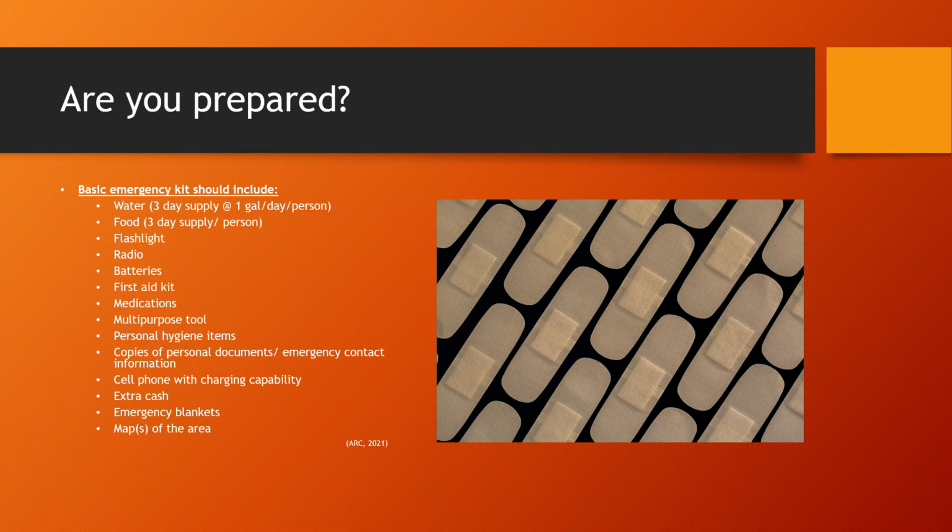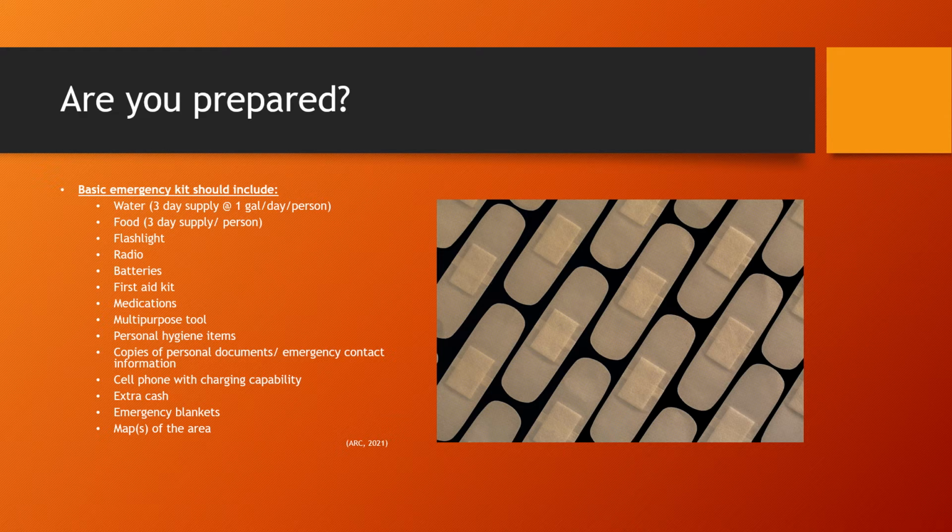Are you prepared? So a basic emergency kit should include water, a 3-day supply at 1 gallon per day per person. So for example, if you were a family of 2, you would need 1 gallon per day for the 2 of you, so that's 2 gallons a day and a 3-day supply. So for 2 people, you would need 6 gallons of water.